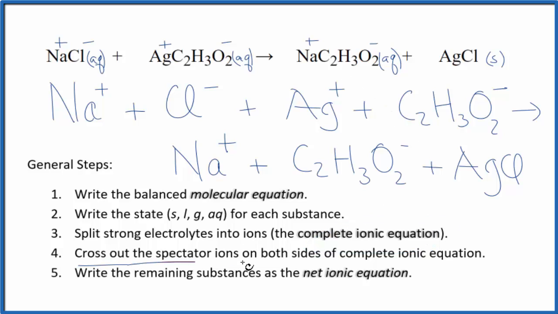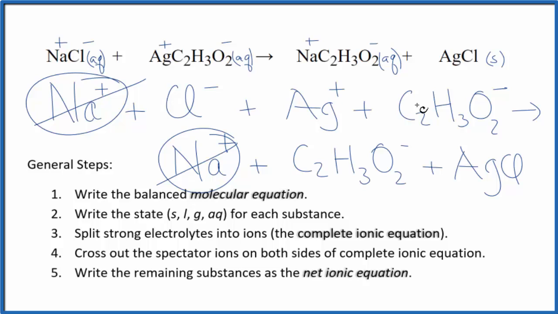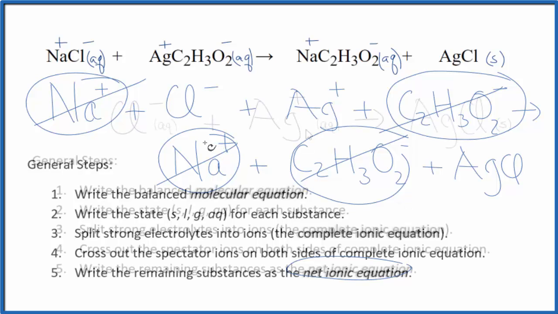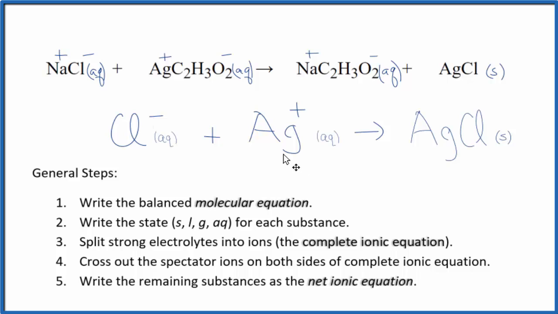Now we cross out spectator ions. They're on both sides of that complete ionic equation. They haven't changed, so we're not really interested in them. I see sodium here, and then again in the products. I see the acetate ion here, in the reactants and in the products. I'm going to cross that out. What's left, that's our net ionic equation for NaCl plus AgC2H3O2. I'll clean this up and write the states in. We'll have our net ionic equation. So this is the net ionic equation for the sodium chloride plus silver acetate.